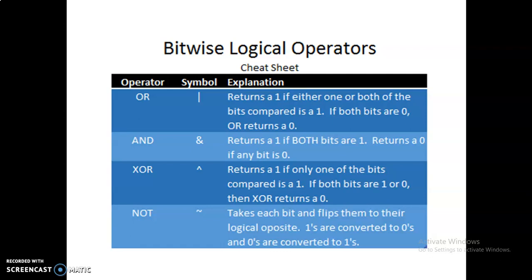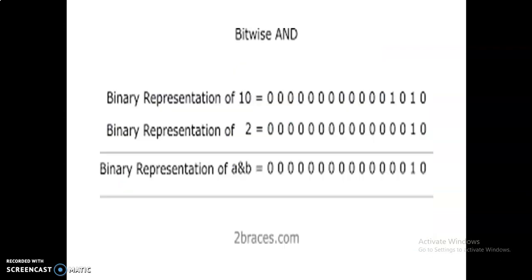Here the exclusive OR is different from both, because it returns 1 only if exactly one of the compared bits is 1. If both bits are 1 or both are 0, then exclusive OR returns 0. NOT means 1 is converted to 0 and 0 is converted to 1.